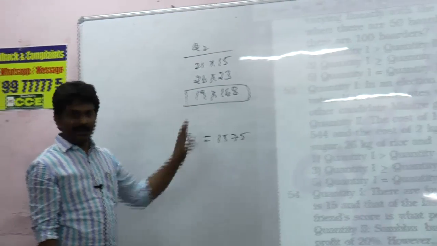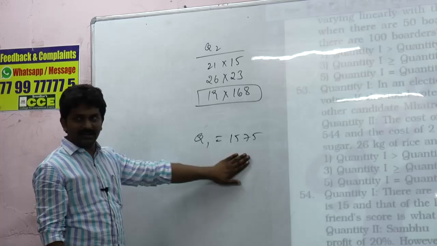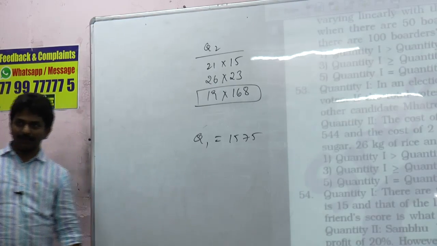19 times of 168. This is near about 20 times, right? 10 times of this number is 1680. 20 times is 3360, right? And then from that you need to subtract 168. Even then, you'll get more than this, right? Yes or no? This is enough to answer your question. 19 times of 168 itself is more than this. You are done. Quantity 2 is more than quantity 1.